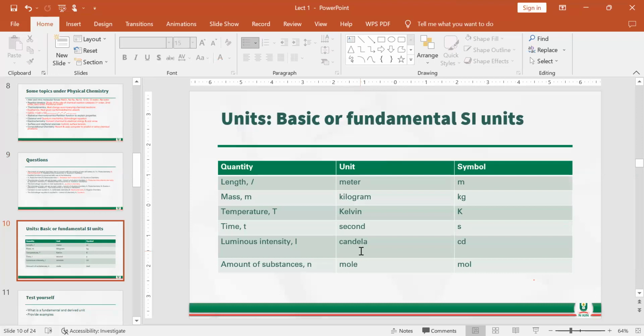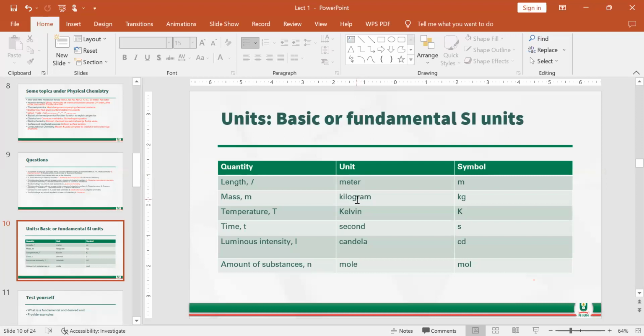There are two types of unit. One is called fundamental unit, and the other one is called derived unit. The fundamental unit is a basic one. That means they are the basic unit. All other units are derived from such unit. So we have meter, we have mass, we have temperature. The unit is Kelvin. The unit of mass is kilograms.